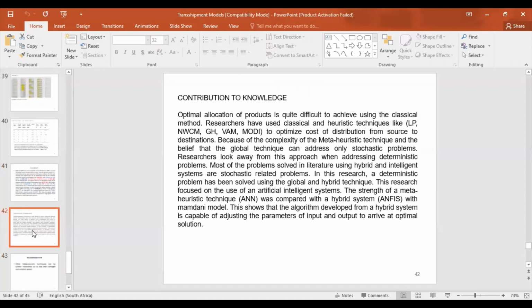Contribution to knowledge. In time past, researchers have been using the linear programming approach for solving transportation problems, especially the northwest corner method, greedy heuristic, Vogel approximation method, and modified distribution method to optimize cost of distribution in systems. It has become necessary to shift away from these traditional techniques to a much more robust technique based on neural network, fuzzy inference system, or the adaptive neuro-fuzzy inference system based on a hybrid algorithm. It is far superior to using a single algorithm based on ANN or fuzzy inference system.